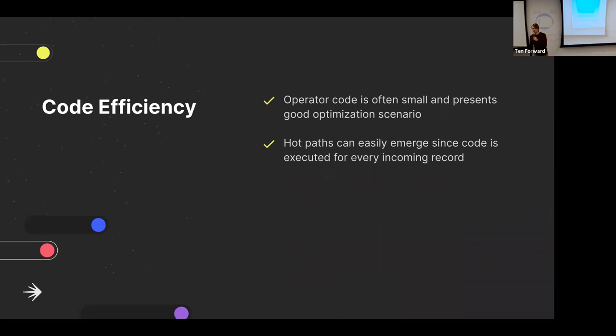And one final thing we'll talk about is probably obvious, but just code efficiency. Because operator code is so tiny and doesn't do very much, you might just assume whatever you're doing in there is performant enough. I've often made assumptions that turned out to be wrong about whether a particular block of code is performant. So these hot paths can easily emerge and may exist if you don't verify they don't.